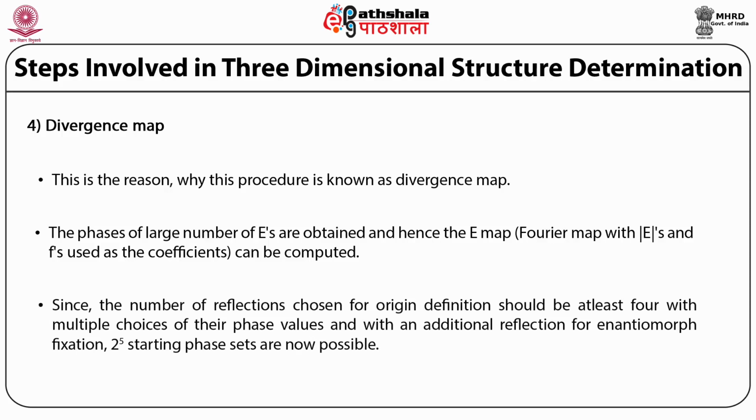Since the number of reflections chosen for origin definition should be at least 4 with multiple choices of their phase values, and with an additional reflection for enantiomorph fixation, there are totally 2 power 5 starting sets possible. That is why it is known as multiple solution. Direct methods are multi-solution in nature, but a single solution can be chosen using figures of merit calculation.